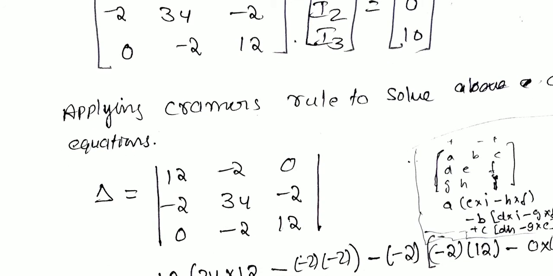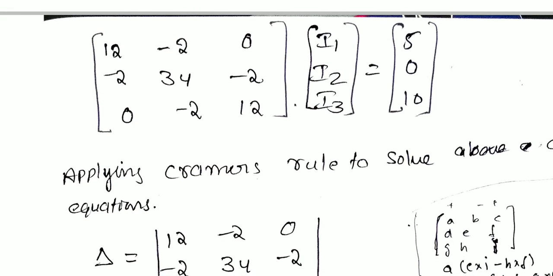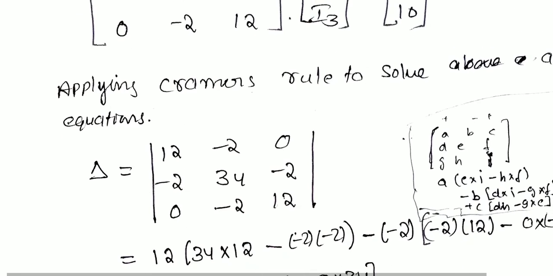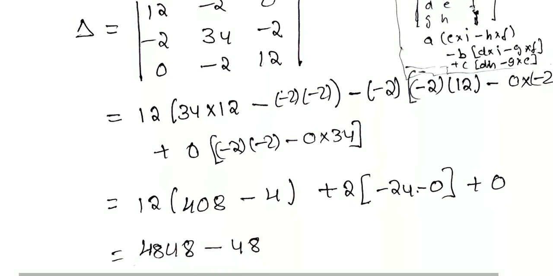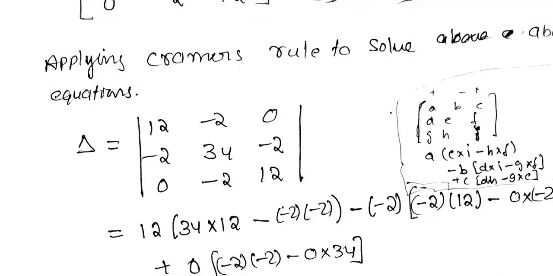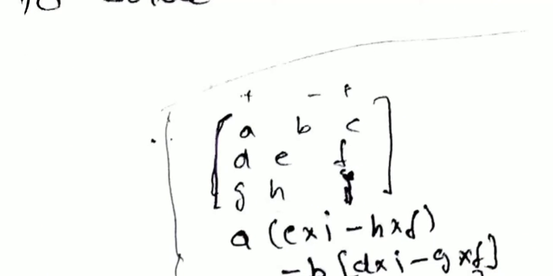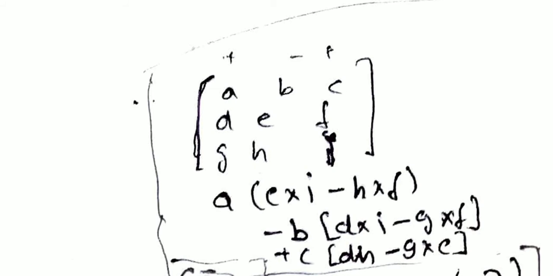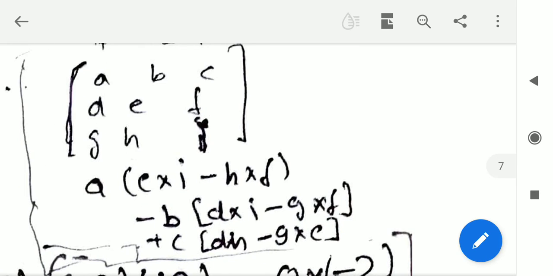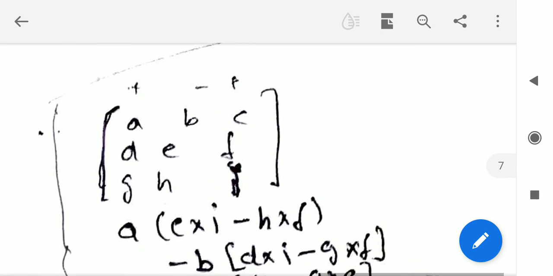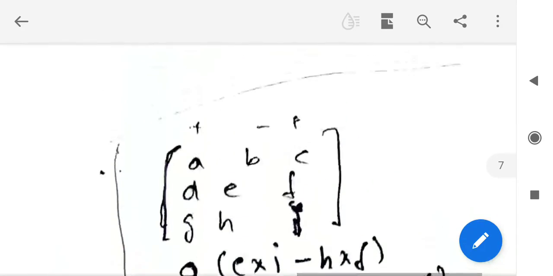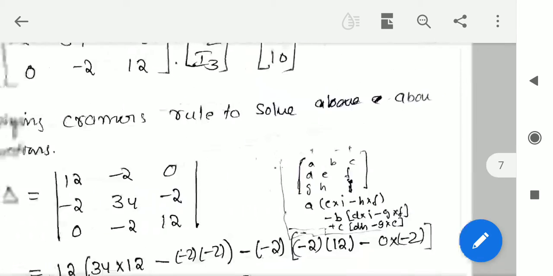As per Cramer's rule, first we have to calculate delta. Delta is nothing but the determinant of the main matrix. I think you know how to calculate the determinant. We take the signs plus, minus, plus, then A into (E I minus H F), minus B into (D I minus G F), and lastly plus C into (D H minus G E).